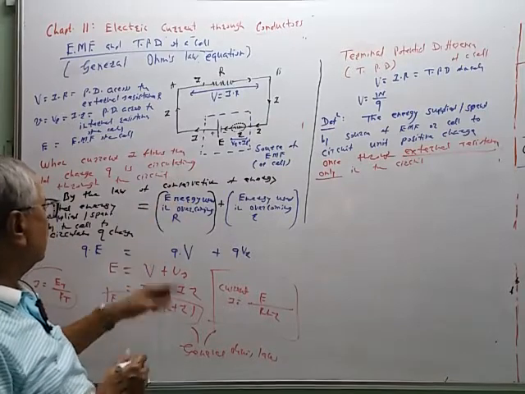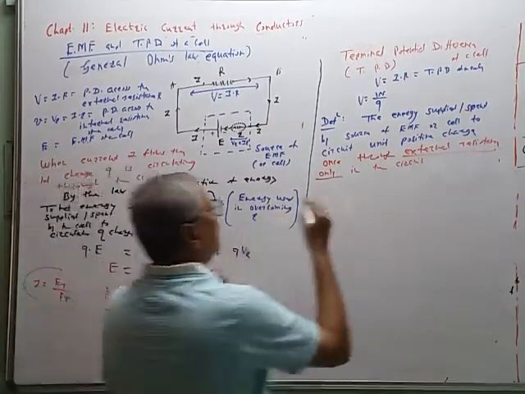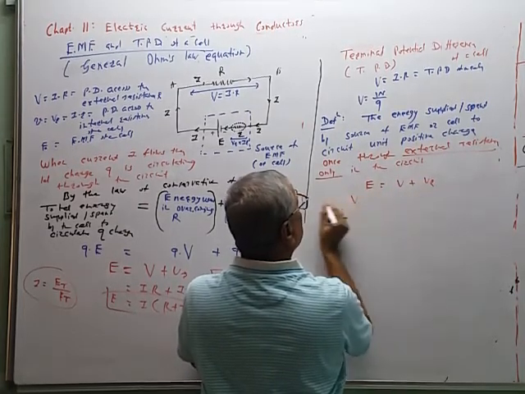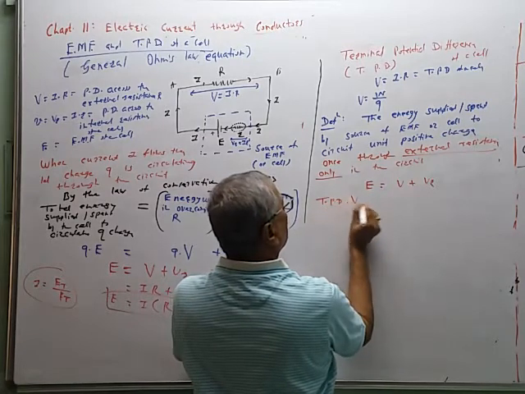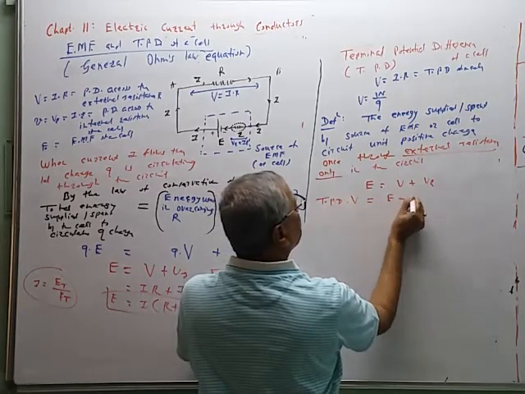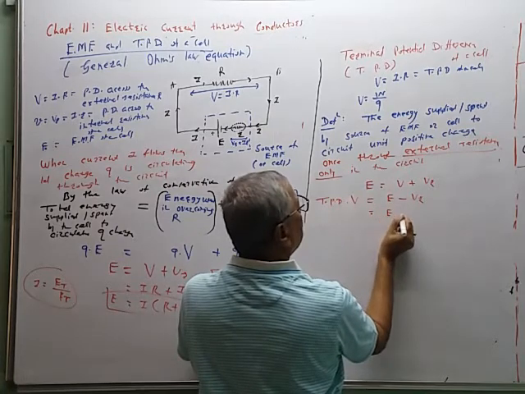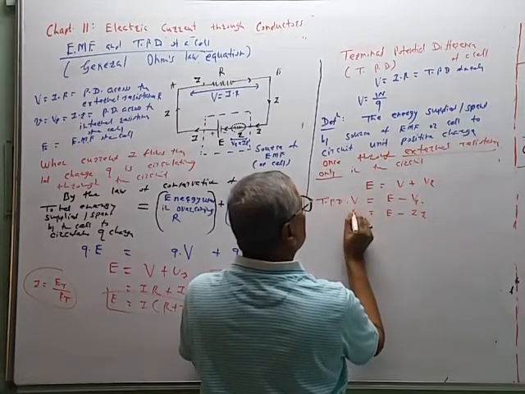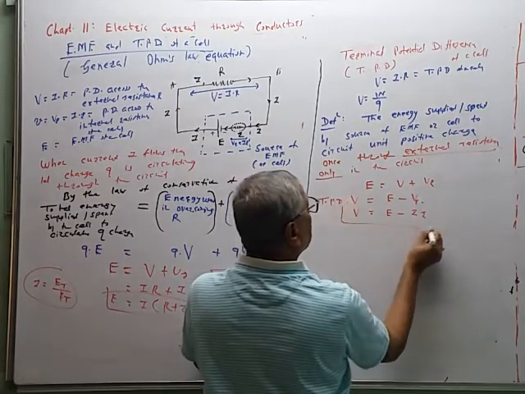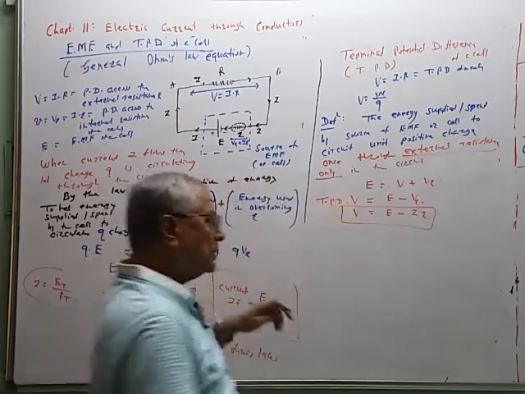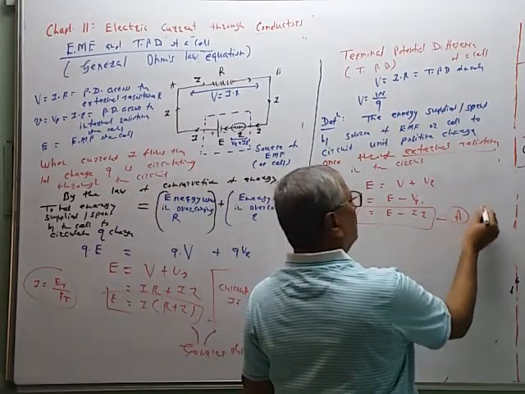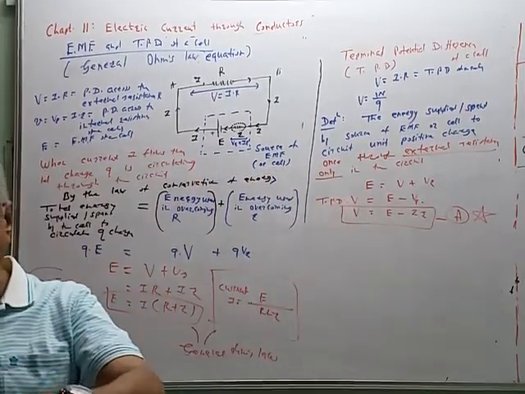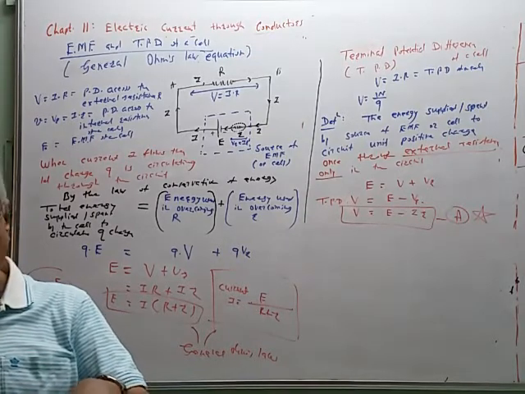From this equation we can get the formula. We can use this equation: EMF E is equal to V plus VR. Therefore TPD of a cell V is equal to E minus VR. So E minus VR is given by I into R. This R is a suffix. So this is the formula for the TPD of the cell. This is equation capital E. So this equation is very important equation. We will use it for solving the MCQ problems so many times.